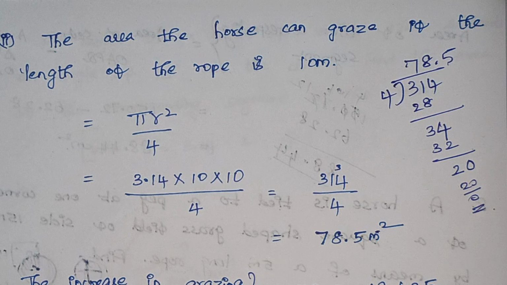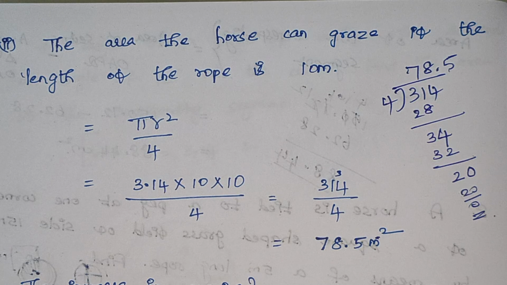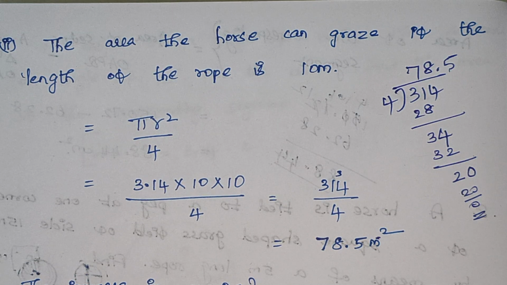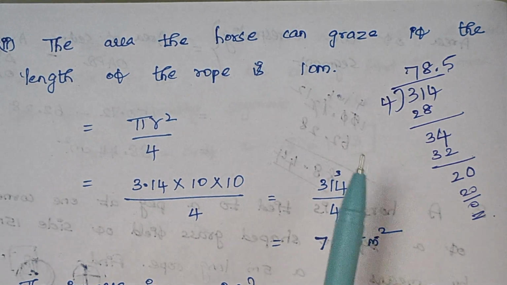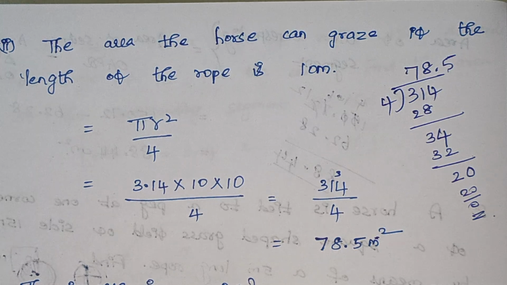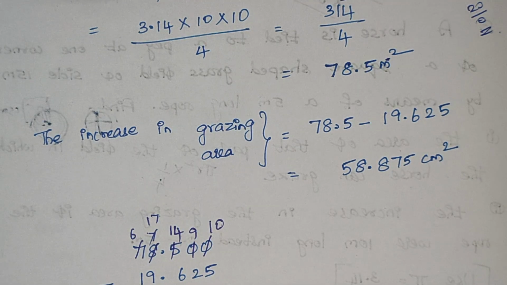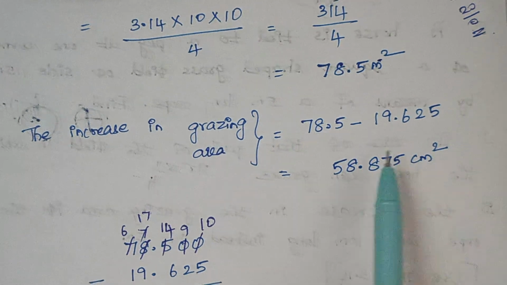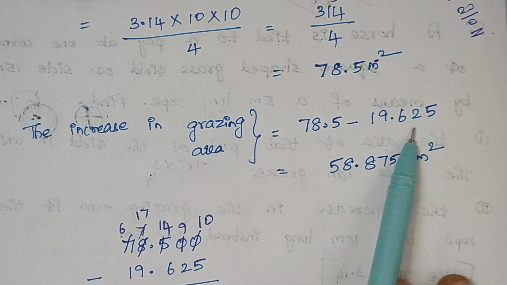Right. So we have to find the increase in grazing area. What is meant by increase in grazing area? That is, for a 10 meter length of the rope, it covered some area, and for 5 meter length of the rope, it covered some other area. Right. So here you have to find the difference. So here it is 78.5 for 10 meter length. Right. What about the length for 5 meter? So for 5 meter, here the area is 19.625. So therefore, the increase in grazing area, you have to find the difference. You have to subtract. So 78.5 minus 19.625.